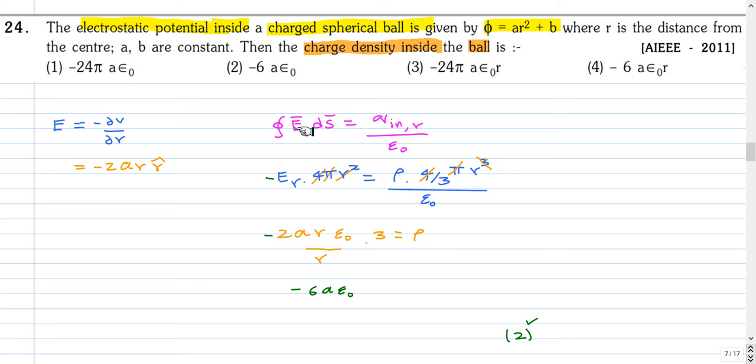So integral ds is the total surface area of the sphere, which is 4 pi r square, and the charge present inside this radius r is density into the volume. Volume is 4 by 3 pi r cube, divided by epsilon naught. So from this we get the density rho as minus 6a epsilon naught. Correct option is option 2. While solving this, we have made an assumption that the charge density is uniform. So that is why the total charge is density into the volume. If you don't make that assumption, it will be difficult to solve this problem.